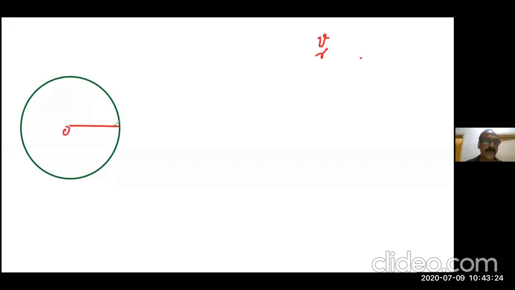So this is O, and this is a point P. If I am marking the position vector, this is the position vector OP, which can be written as R1. Now this body, while reaching here, has the position vector OQ. So this is R2. Can I say that vector R1 is equal to vector R2? Will you agree with it?